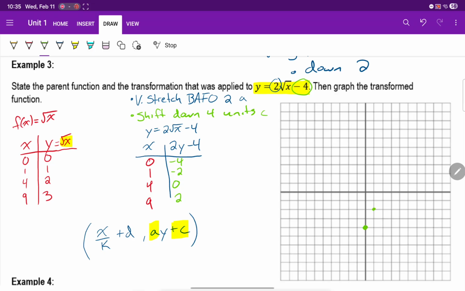1, negative 2, 0, 4. Or sorry, 4, 0. And 9, 2. And so if I'm sketching my curve of that transformed root function, that is what it is going to look like. Okay? Perfect. All right, so that's sketching a graph using mapping notation.